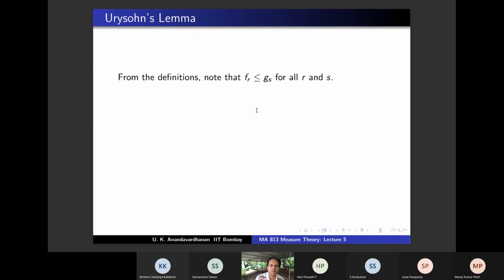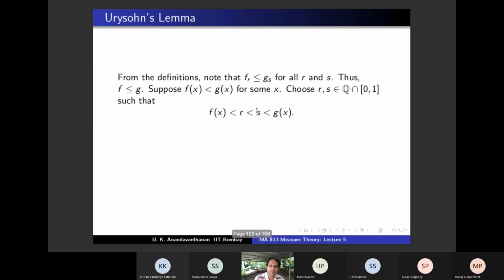So that finishes that. We have already seen that f_r is less than or equal to g_s always. So f is less than or equal to g. You agree? f is the supremum of f_r and g is the infimum of g_s. But f_r is less than or equal to g_s for whatever r and s you take. Therefore, f is less than or equal to g. What is the claim? Claim is f is equal to g. Suppose not. Suppose f is strictly less than g. Then f(x) is less than g(x) for some x.